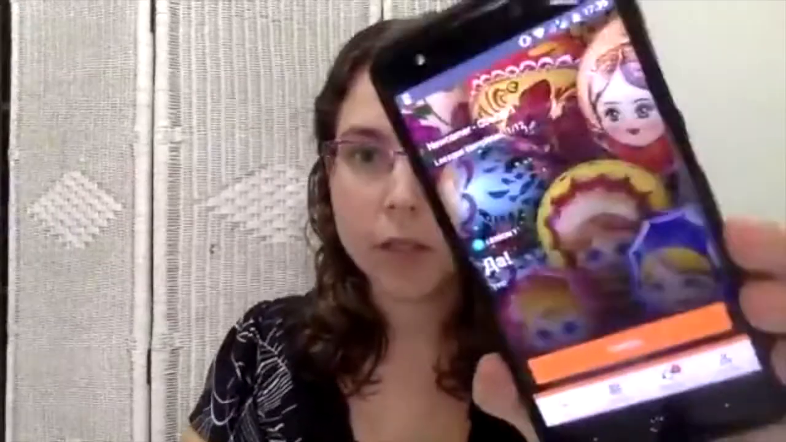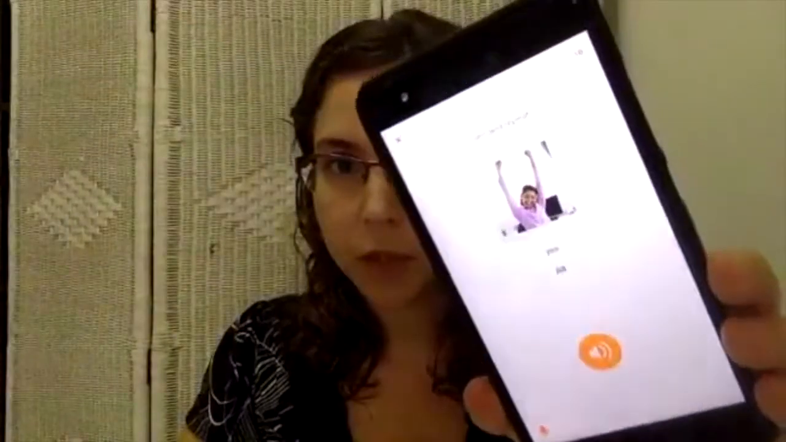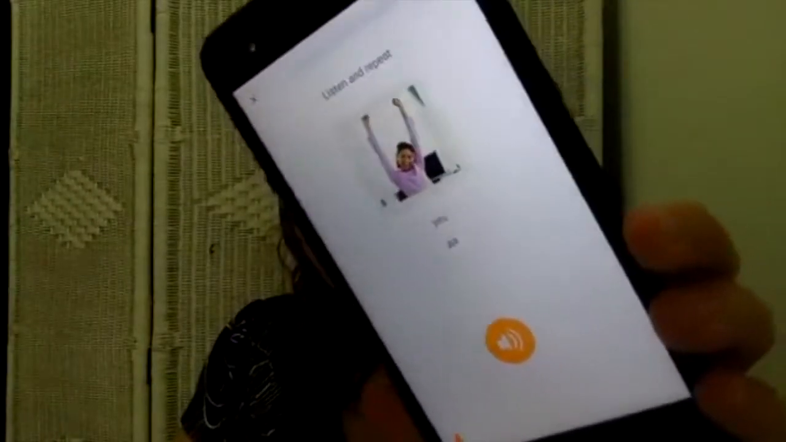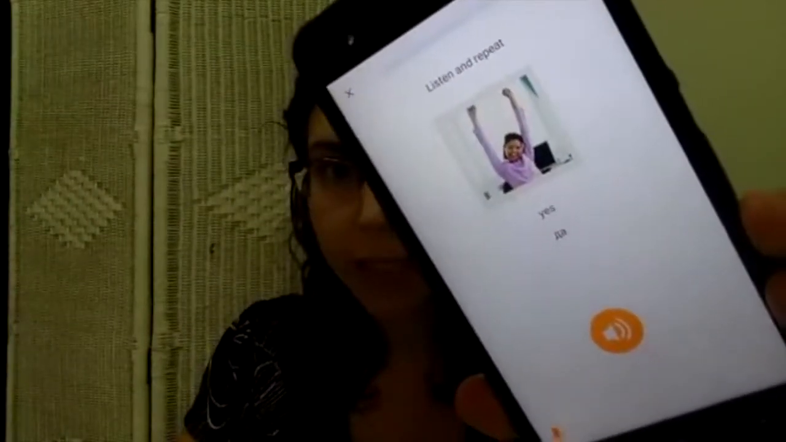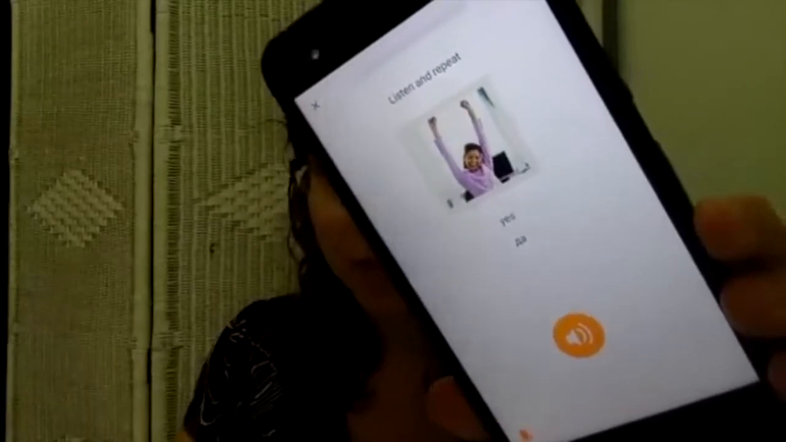So here is the first lesson. And you see it gives you one word, which is yes. Well, this is Russian, but it should work the same for Spanish. So first it shows you the word, so you can listen and repeat. And then it will introduce more words, and then there are some exercises to relate the word with the translation and all. And then there are more lessons that are blocked.